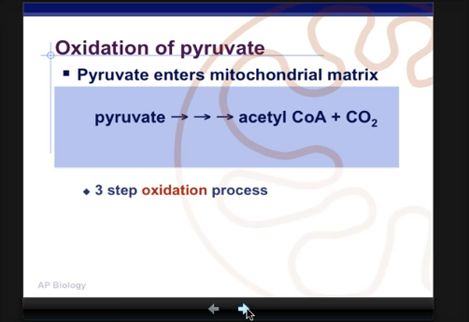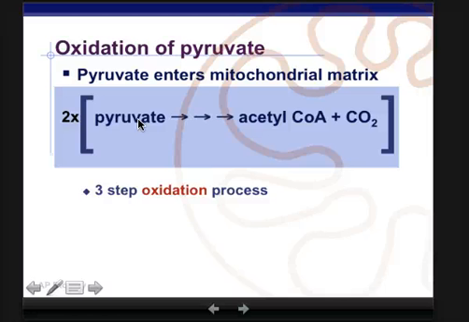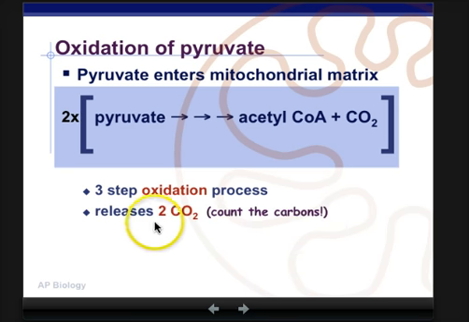Remember that we have two molecules of pyruvate, so it's going to happen twice. Why do we have two molecules of pyruvate? Well, we started with one molecule of glucose, 6 carbons, and through glycolysis, glucose was broken down into 2 pyruvate, 3-carbon molecules. So we have 2 pyruvate that are going to enter for each glucose. Two molecules of carbon dioxide are released.